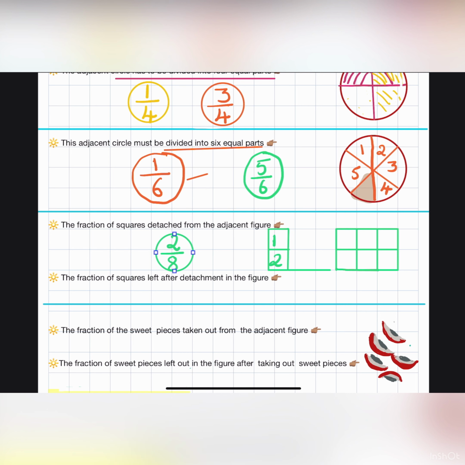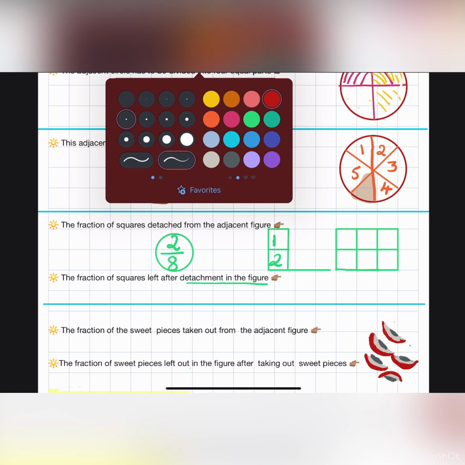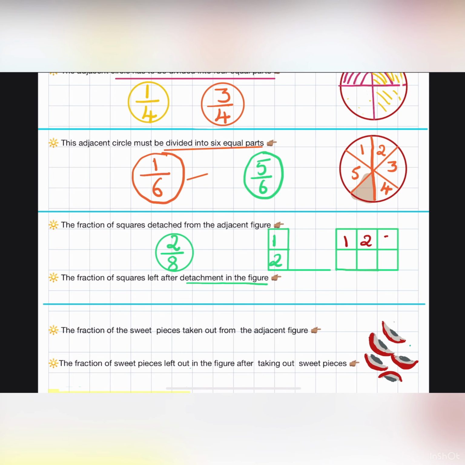The next one, the fraction of squares left after detachment in the figure. How many are left out? The left out are 1, 2, 3, 4, 5, 6. So 6 are left out of how many? 8. So this is a fraction.